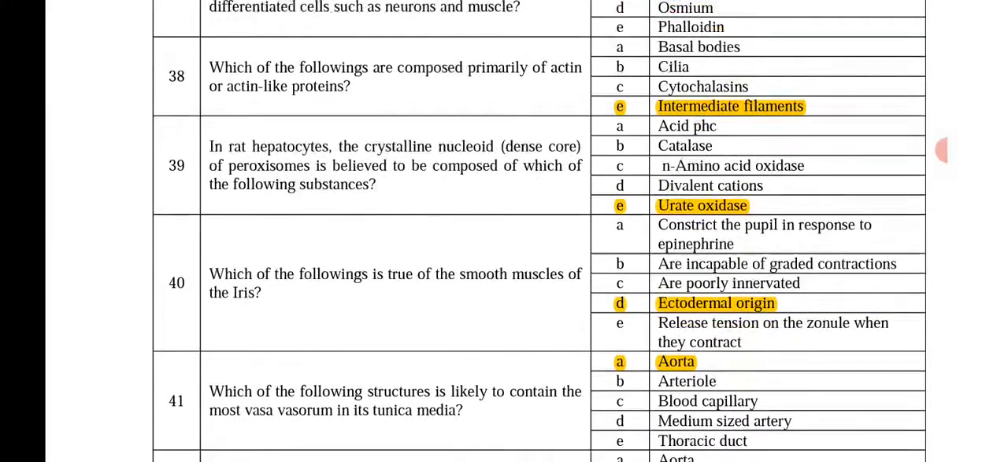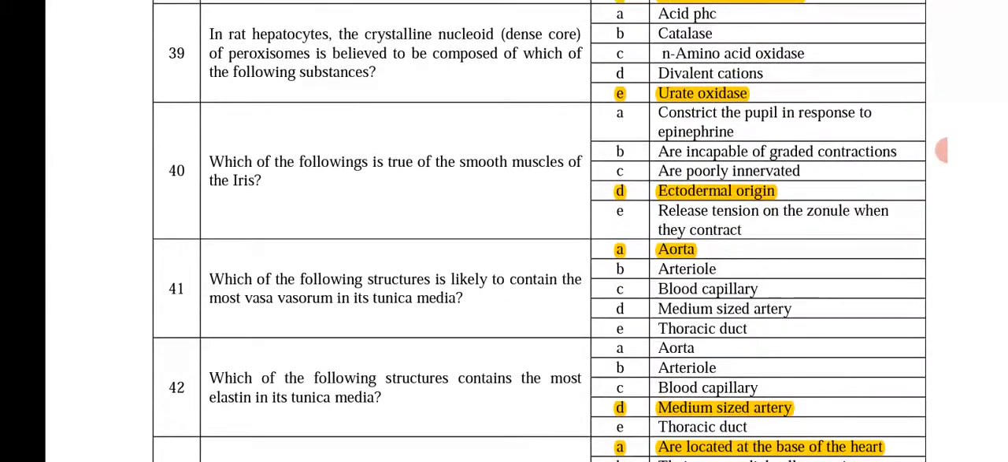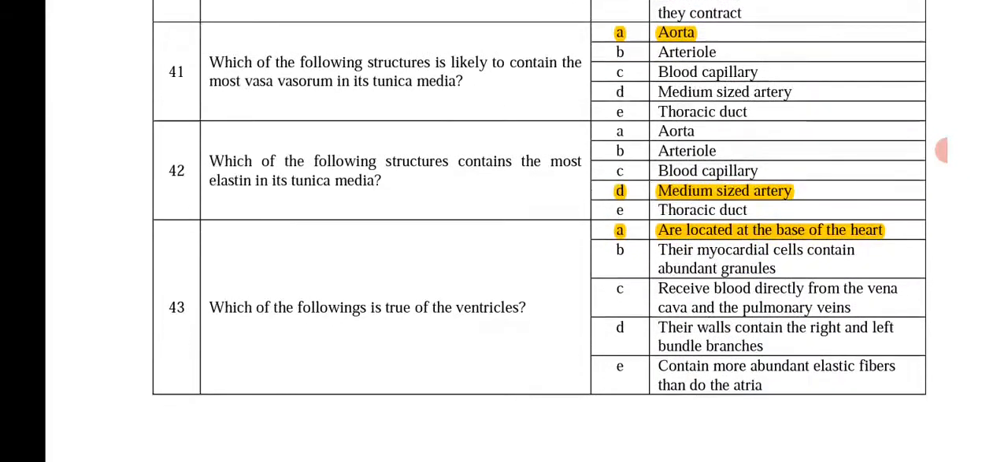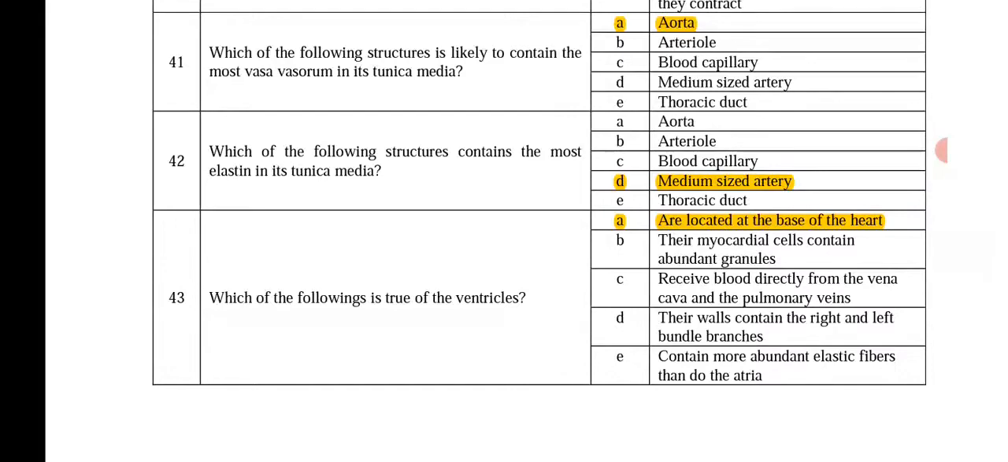The crystalline nucleoid dense core of peroxisomes is believed to be composed of which of the following substances? Urate oxidase. Which of the following is true of the smooth muscles of the iris? Ectodermal origin. Which of the following substances is likely to contain the most elastin in its tunica media, vasorum, not aorta? Which of the following structures contains the most elastin in its tunica media, medium-sized artery?